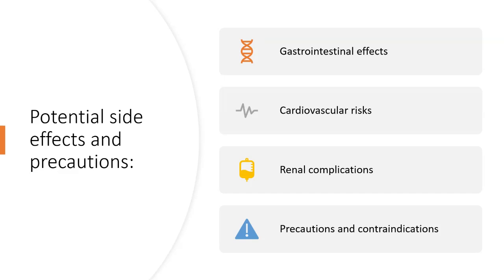It's crucial to consider precautions and contraindications when using NSAIDs. These may include factors such as a history of gastrointestinal ulcers, cardiovascular disease, or kidney impairment. Before starting NSAID therapy, it's essential to discuss any pre-existing medical conditions or concerns with your healthcare provider to ensure the safest and most appropriate treatment plan. By being mindful of potential side effects and taking necessary precautions, patients can benefit from the therapeutic effects of NSAIDs while minimizing the risks associated with their use.